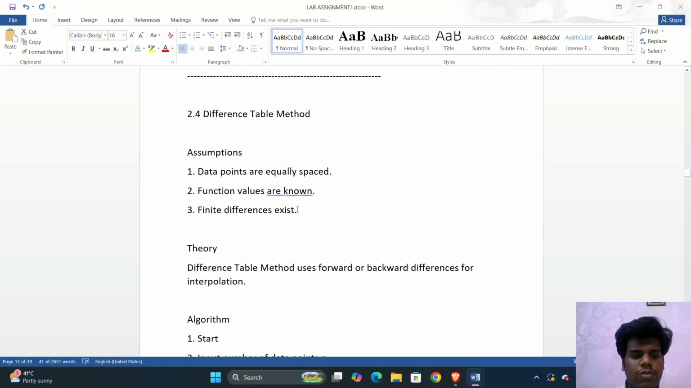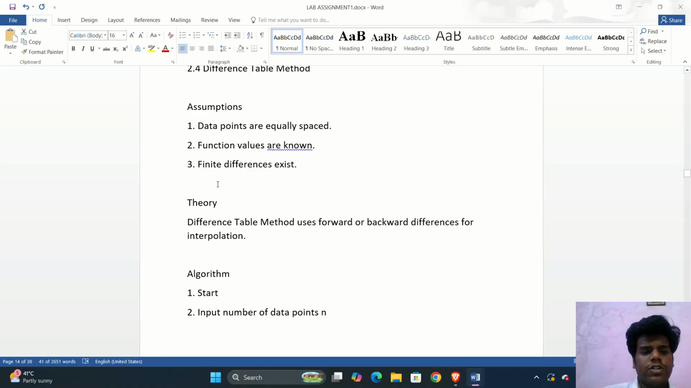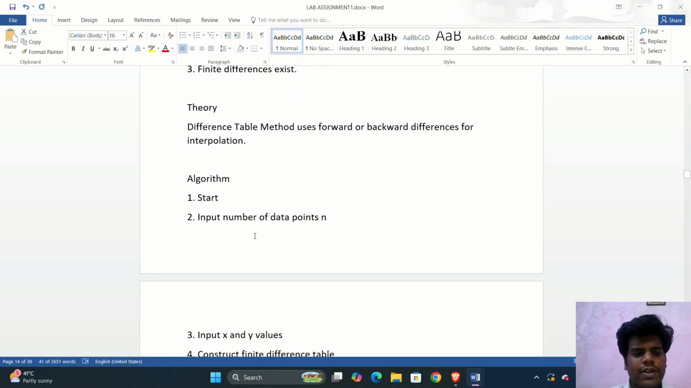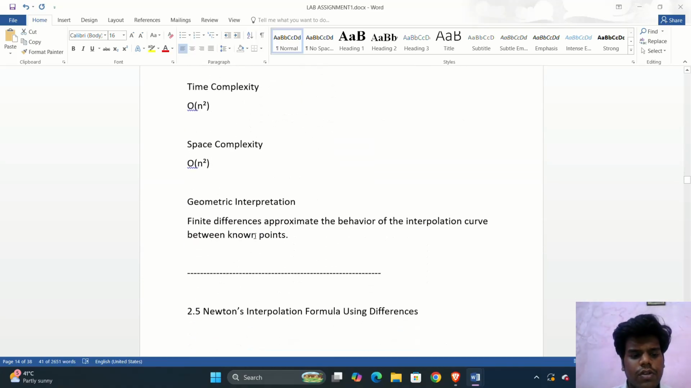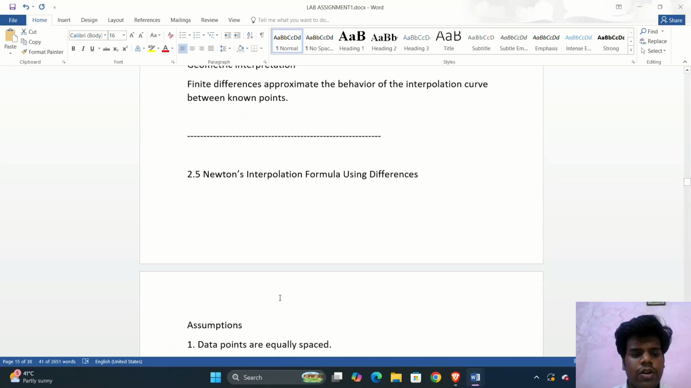Now check the 2.4 difference table. Data points are equally spaced, function values are known, and finite differences exist. Now check the time complexity O(n square) and space complexity O(n square).